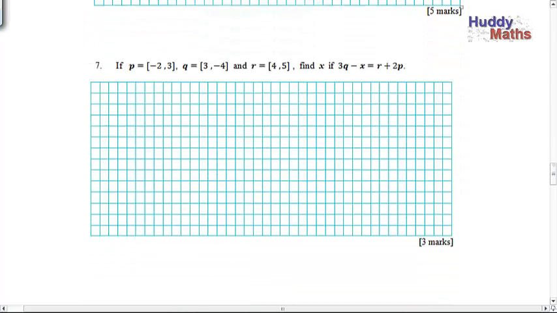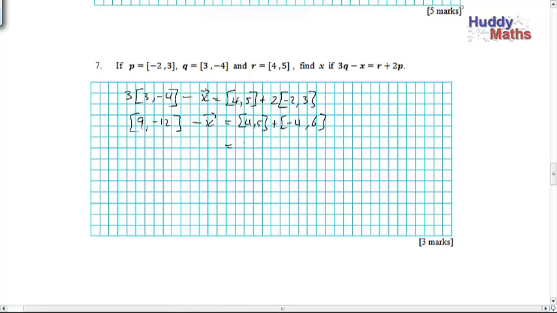P, Q and R are vectors given in component form. Find x if 3q take x equals r plus 2p. So 3q is 3 times this. Take vector x, so we don't know what that is, equals r, which is (4, 5), plus 2 times p, (-2, 3). Let's multiply it out here: (9, -12) take x is equal to (4, 5) plus (-4, 6).